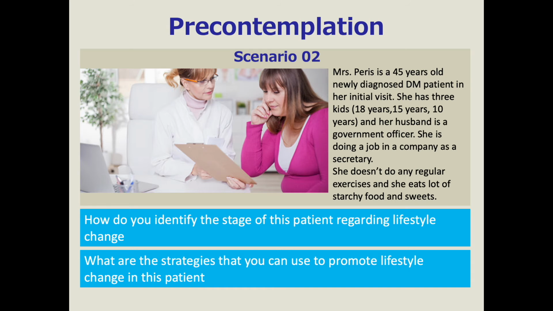Then we will look at this patient scenario too. Mrs. Pieris is a 40-year-old newly diagnosed diabetes mellitus patient in her initial visit. She has 3 kids, who are 18 years, 15 years, and 10 years, and her husband is a government officer. She works in a company as a secretary, doesn't do any regular exercise, and eats lots of starchy food and sweets. So how do you identify the stage of this patient regarding the lifestyle change, and what strategies can you use to promote the lifestyle change in this patient?